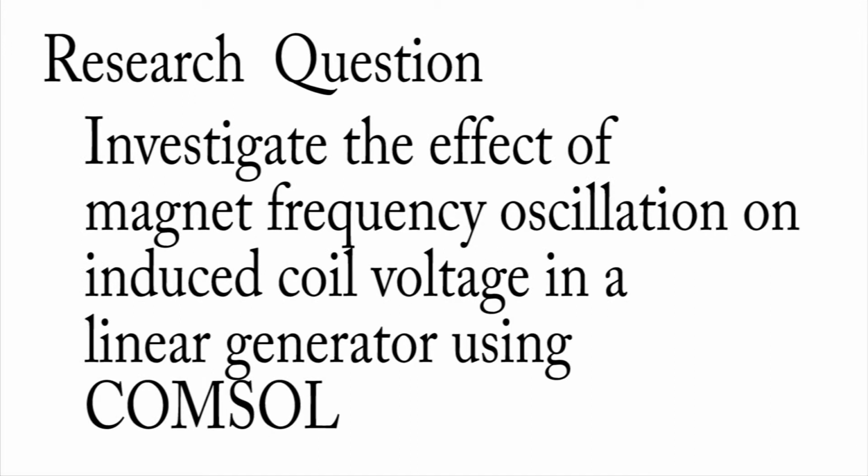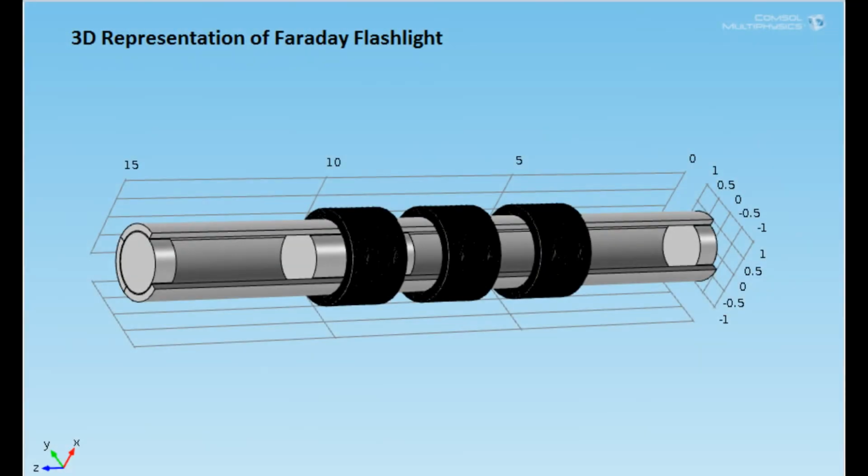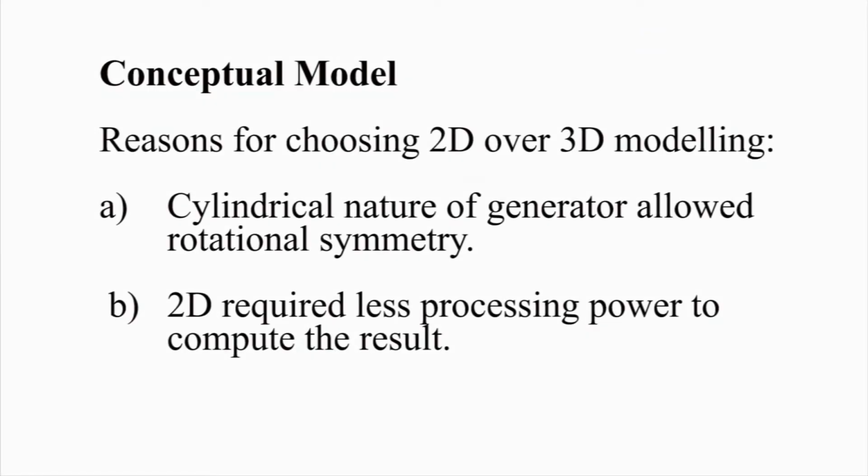Our research question was to investigate the effect of magnet oscillation frequency on the induced coil voltage of a linear generator, and this was to be modeled in COMSOL. From the 3D representation of the Faraday flashlight, a cross-section was taken and modeled using 2 dimensions in the software.